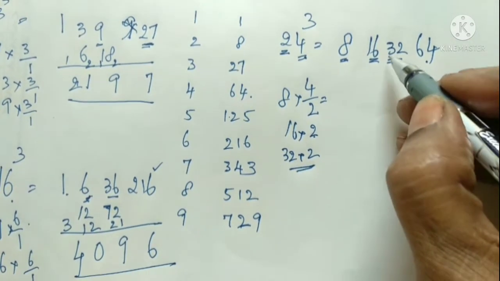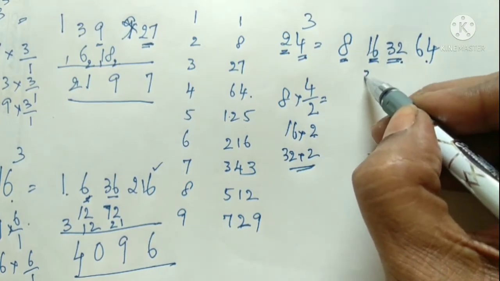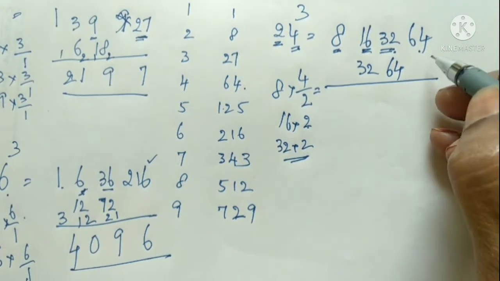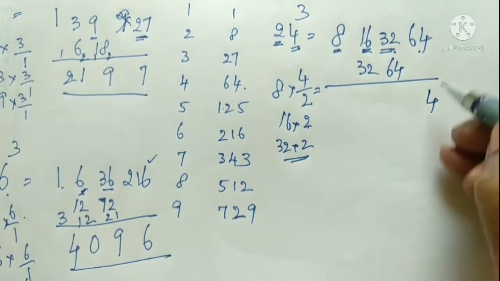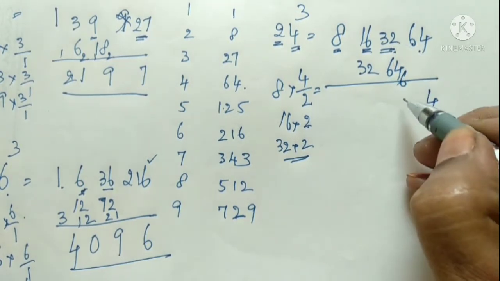Okay? Now, in between these two numbers are to be doubled. 16 to 32. Now it is 64. Now we add. Take only 4. This 6 is to be added here. 10 plus 2, 12.